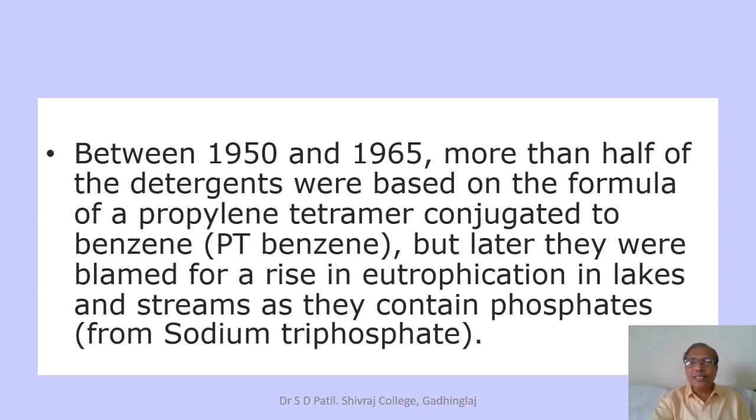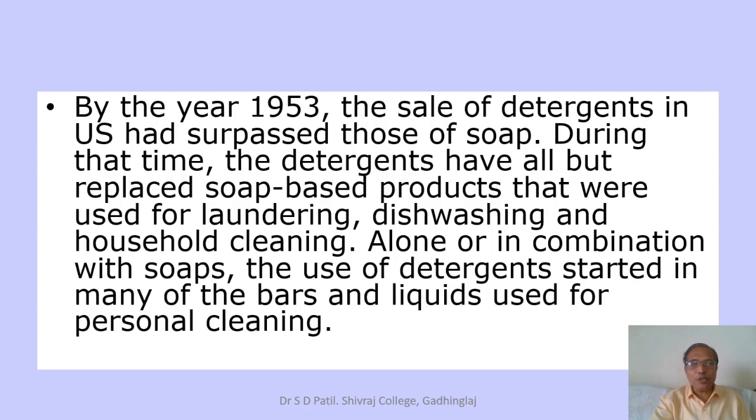Between 1950 and 1965, more than half of the detergents were based on the formula of propylene tetramer conjugated to benzene. It is called PT benzene. But later they were blamed for a rise in eutrophication, excessive growth in lakes and streams, as they contain phosphates, especially sodium triphosphate. By the year 1953, the sale of detergents in US had surpassed those of soaps. Actually, it was a similar observation in the entire world also.